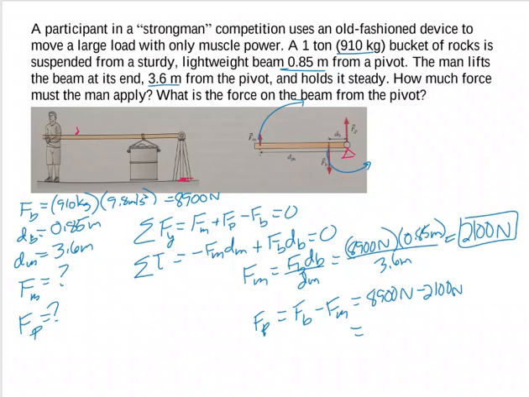So 8,900 minus 2,100 is 6,800 newtons. So that's a basic problem on how we use both the sum of the forces and the sum of the torques to be able to work between the two equations to come up with some answers. Okay?